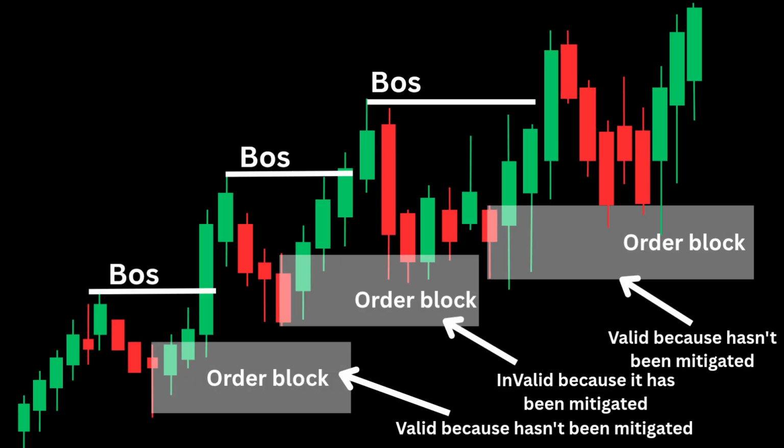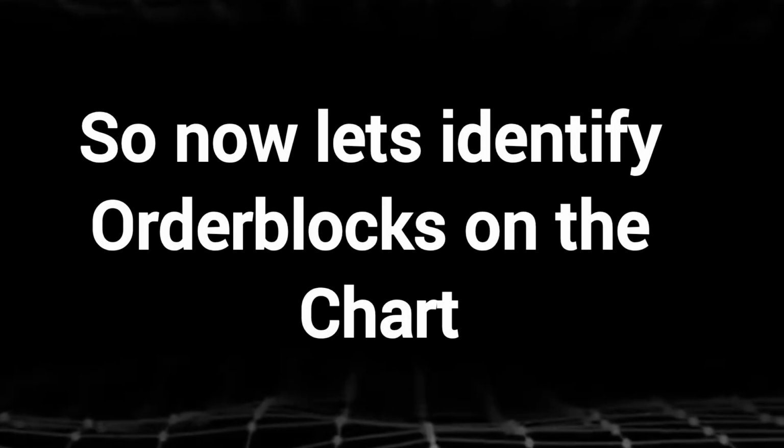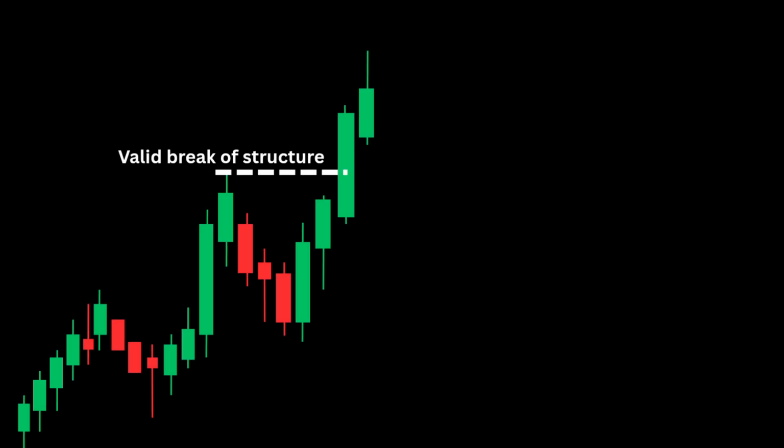3. It must not be mitigated. Order blocks are only valid when they are still fresh and have not been used or mitigated. When order blocks are tapped and used, they are considered invalid. These rules apply to both bullish and bearish scenarios. So now let's identify order blocks on the chart from the definitions and explanation. I want you viewers to pause this video and identify the order blocks on this chart. How many of you have done that? Thank you if you did.